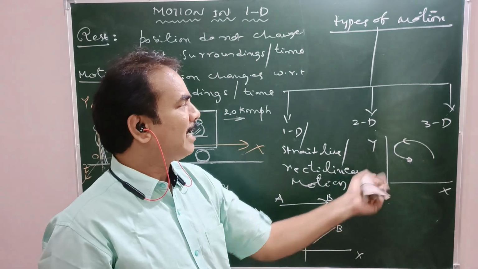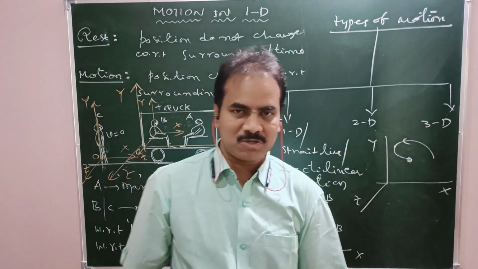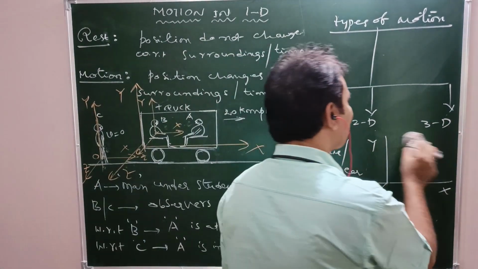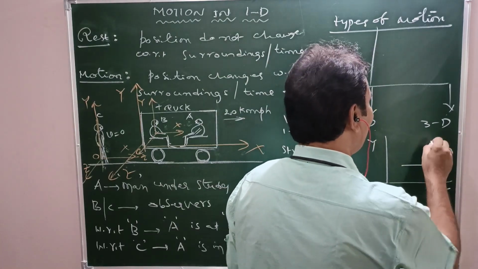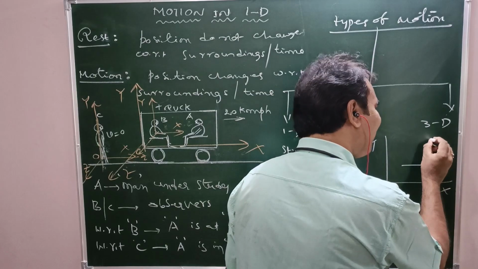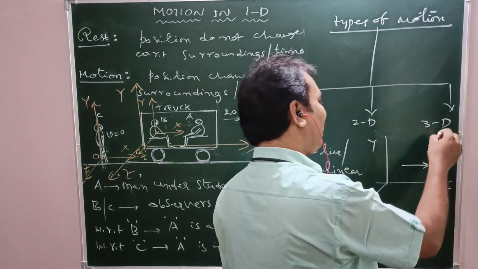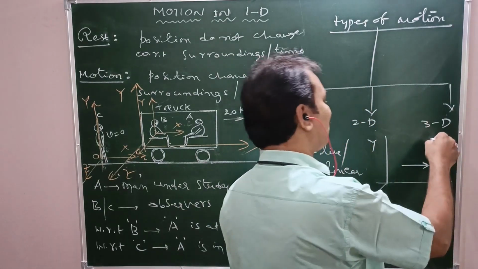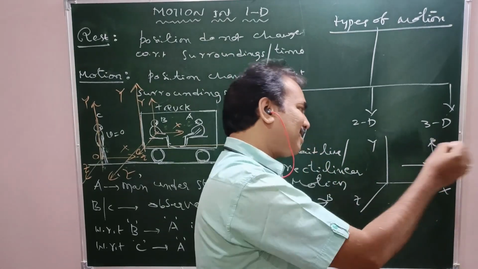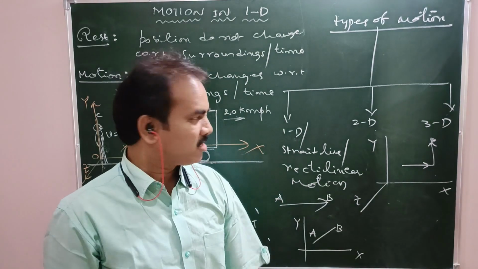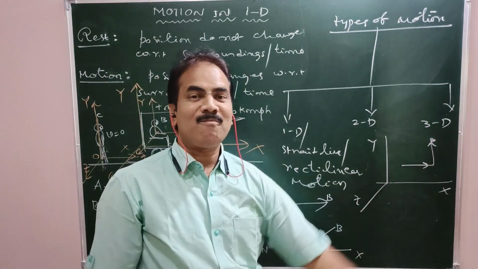Right? So that kind of motion is said to be three-dimensional motion. Suppose motion along X, Y, Z. Motion along X, Y, and along Z means dot, in the sense outwards. Along X, along Y means parallel to X, parallel to Y, and parallel to Z. Parallel to Z in the sense dot, normally outwards. Right?